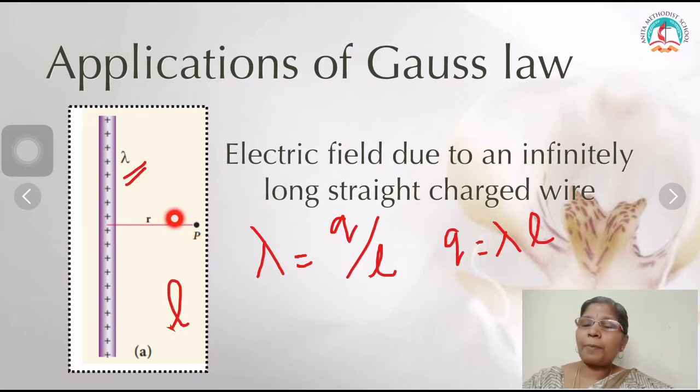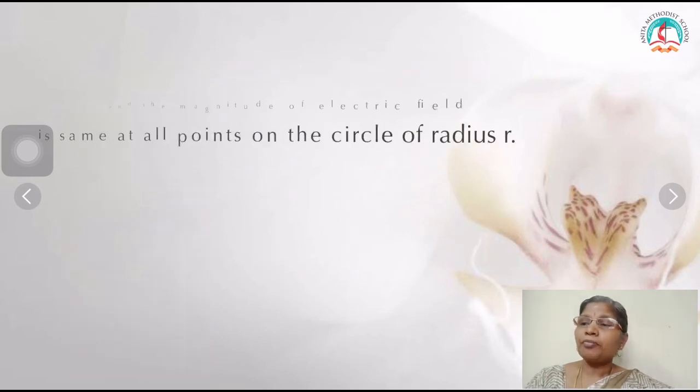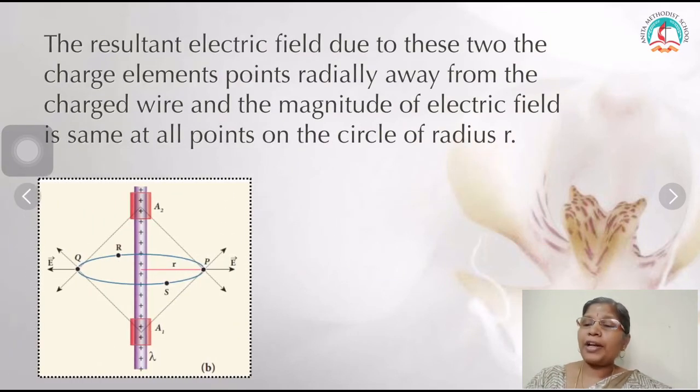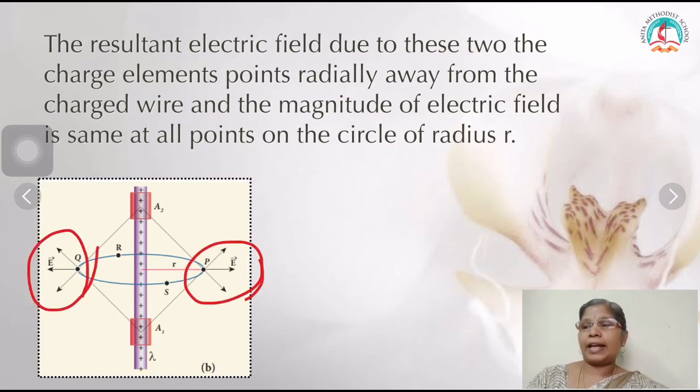Now you are selecting a point at a distance r from the wire at which you are going to calculate the electric field. Next, you are assuming a cylindrical Gaussian surface. You see two areas I am taking, A1 and A2, both at equal distance from the point. When I calculate the electric field with respect to these two elements, you see both are acting in the opposite direction.